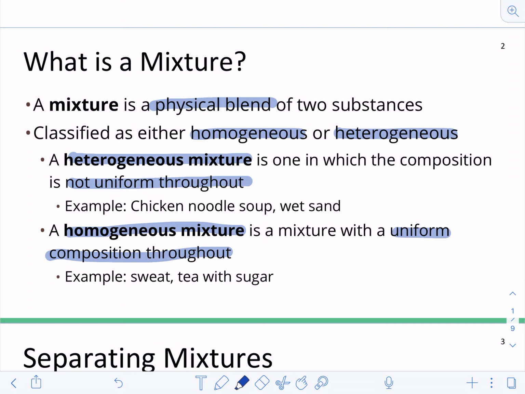An example here, or some examples here, would be sweat. Kind of gross, but thinking about a beaker full of sweat, it would be uniform throughout. And then tea with sugar. The one change I'd make with tea with sugar is to make sure that the sugar is totally dissolved, because if you want it to be the same throughout, that sugar can't be sitting at the bottom.